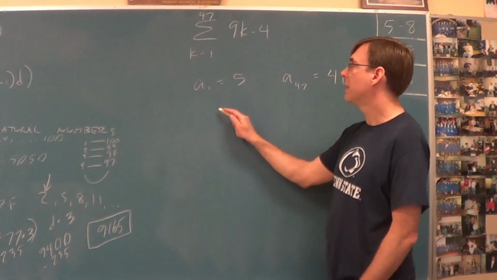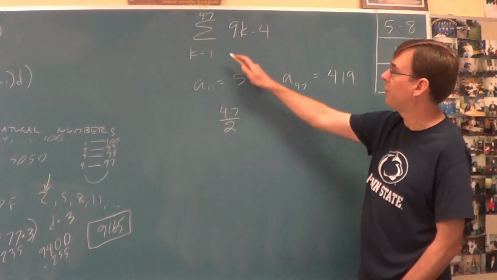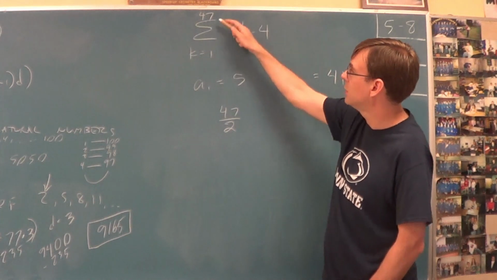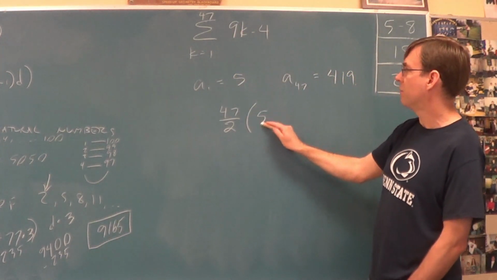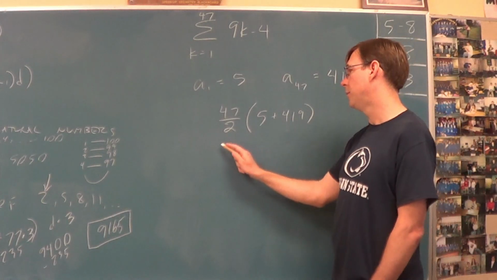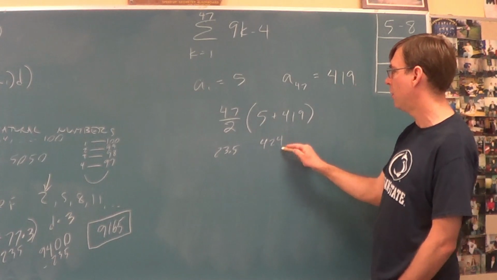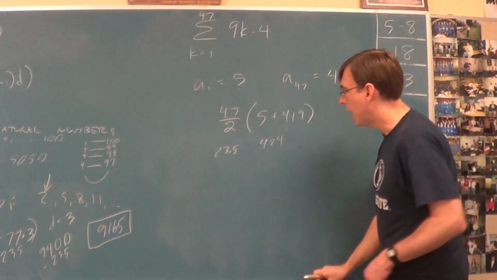If you like that formula, we now go 47 over 2, because there's 47 terms here from 1 to 47. And then we go first plus last. So we would need 23 and a half times 424. That doesn't sound like fun.